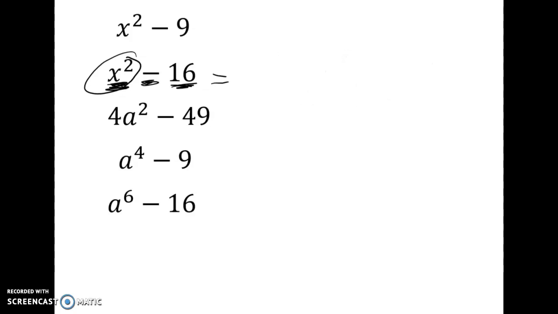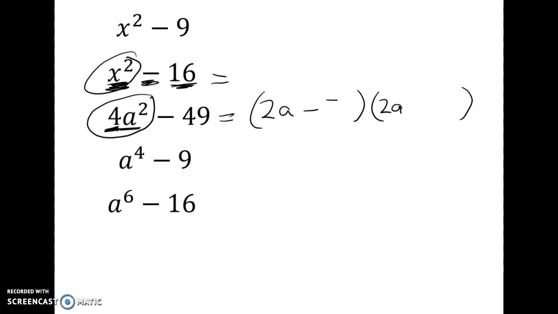Okay, on to the next one. So the only difference here is that I've got 4a squared. So I need to think about what's the square root of 4a squared. And it's 2a. So it's going to be 2a minus 7, 2a plus 7.